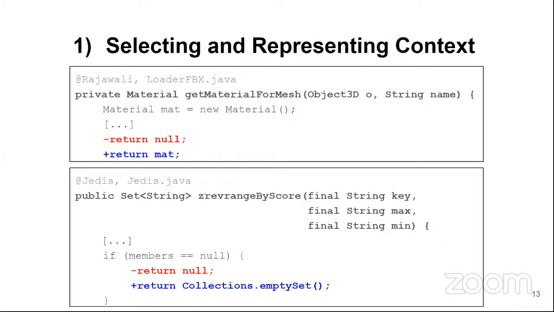So first, about selecting and representing the context of a bug. These are two examples of bugs that have the same buggy line, return null. The correct fix is, however, different, and it is therefore difficult for a deep learning model to generate the correct fix without information other than the buggy line.